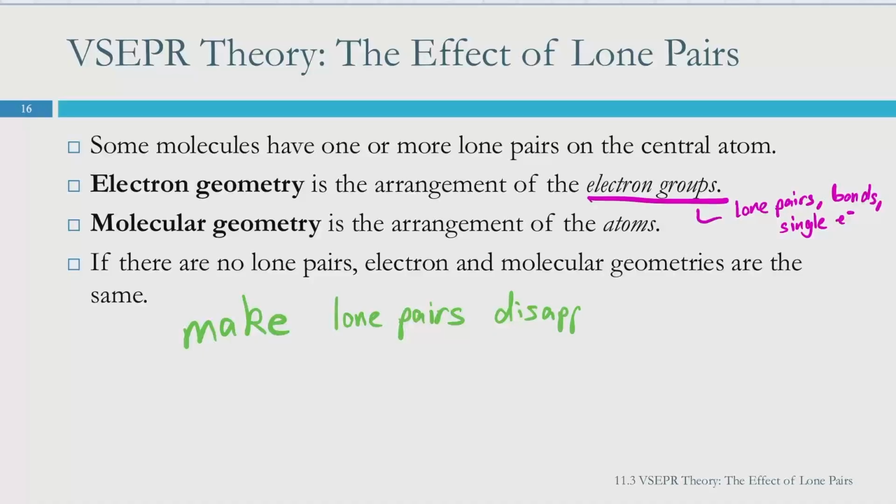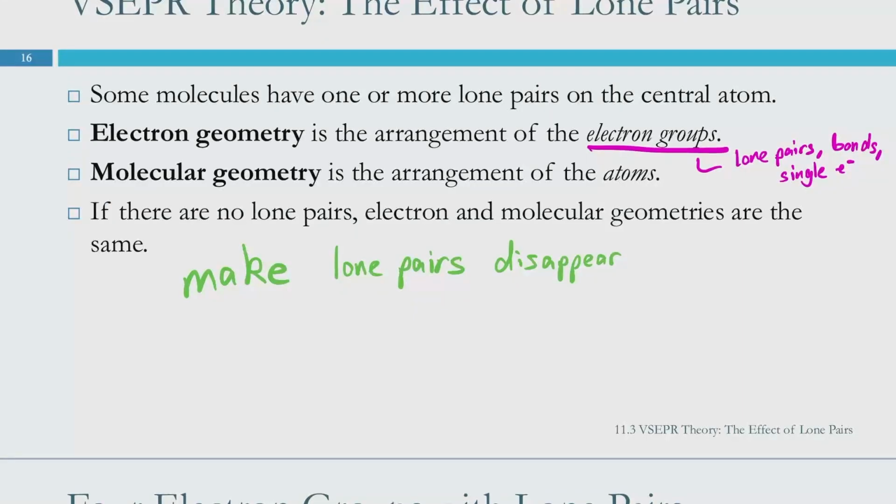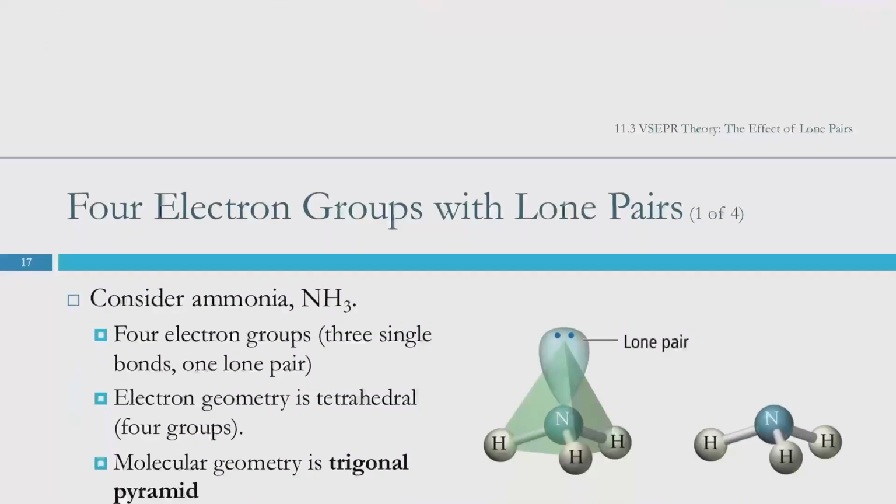Alternatively, we can just memorize or refer to a table to figure out what our configuration is. But if you wanted to visually, like in your mind or making it with a modeling kit, you would just make it disappear, leave all the atoms there, and that'll give you your molecular geometry. That's the actual shape of the molecule.